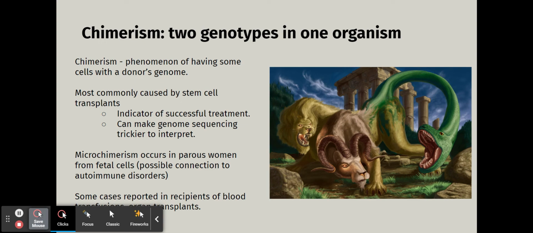Microchimerism occurs. It's a smaller amount of chimerism. The most common cause of microchimerism is having a baby. So women who have given birth sometimes have fetal cells circulating in their body or situated in their tissues. The clinical significance of this is not well understood yet, but there is a possible connection to autoimmune disorders because you have foreign DNA in your system that may be coding for some proteins that are different from proteins your body recognizes as normal.